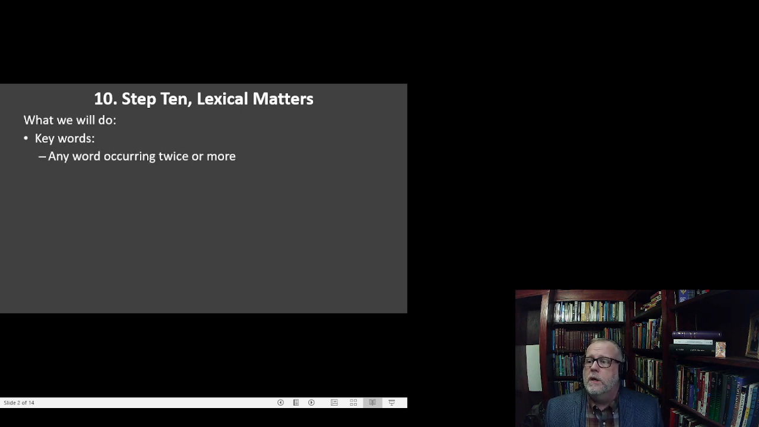Okay, any word that occurs twice or more is a key word. And you can think about something that's the key word for your passage. If it occurs twice in your passage, it's a key word for your passage. Now, there's another level to this. It could be a keyword in your book, but only once in your passage. So you also want to go and look at how many times that word appears in your book. There's a couple of ways to do that quickly.